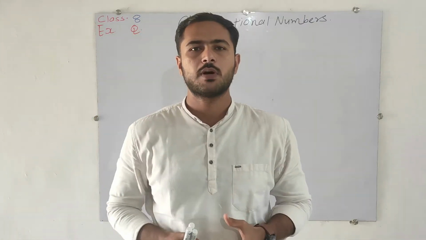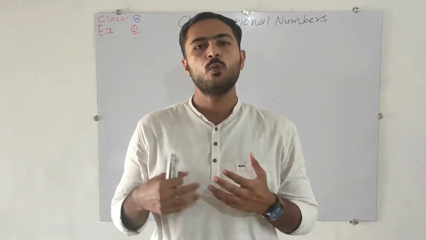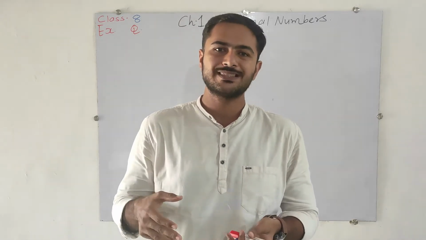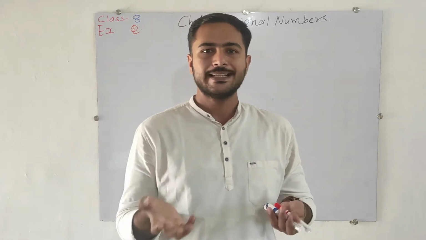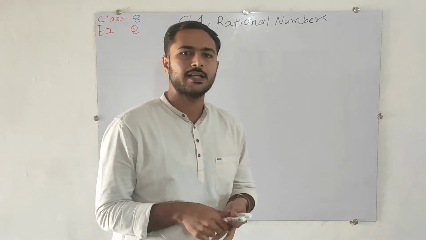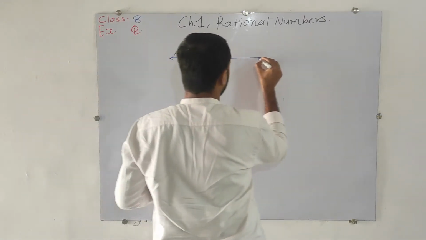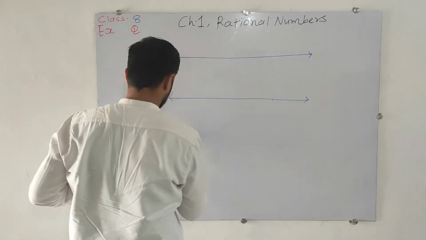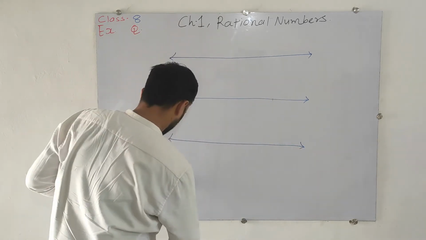Now we are going to learn how we can represent rational numbers on the number line. But before we learn about rational numbers, first of all, let's see how we can represent whole numbers, natural numbers, as well as integers on the number line. That you know very well, but let's revise that first of all.